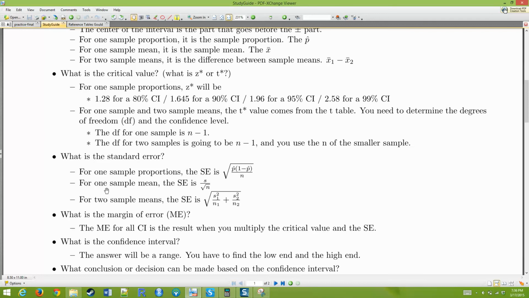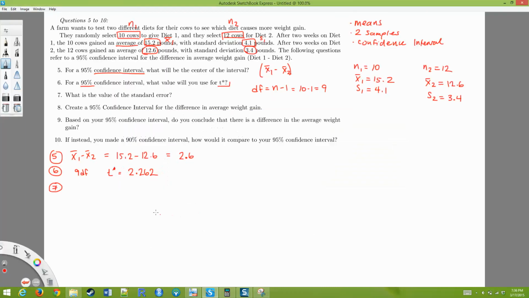Standard error. For two sample means the standard error is the square root of S1 squared over N1 plus S2 squared over N2. Here the next part says, what's the standard error? So we're going to use these numbers that we have over here: 4.1 squared over N1, which is 10, plus S2 squared, 3.4 squared, over N2, which is 12.